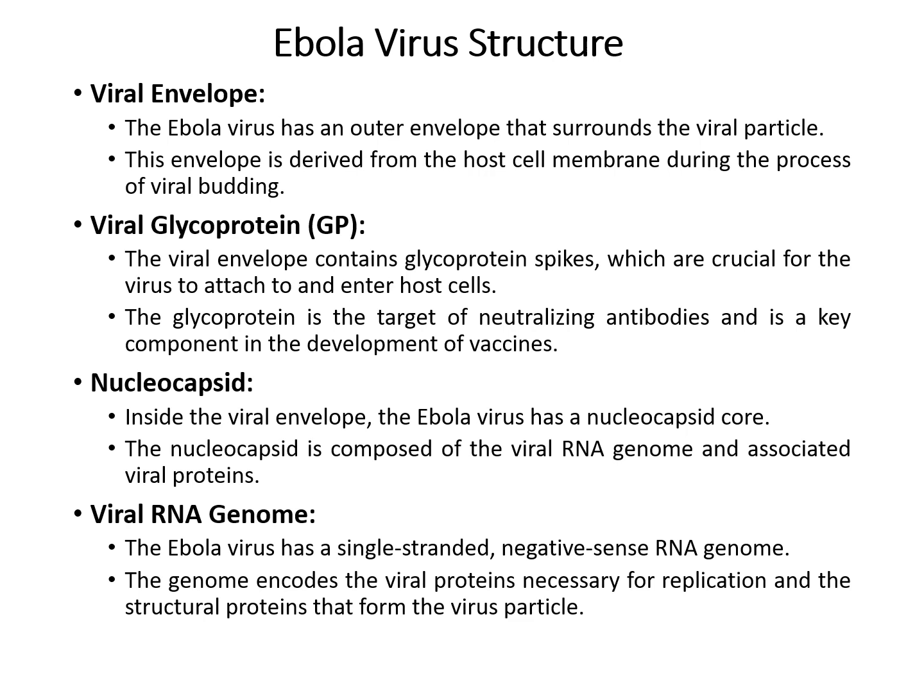Next is the viral glycoprotein. The viral envelope contains glycoprotein spikes, which are crucial for the virus to attach to and enter host cells. That's an important thing. There is a sort of key in the virus. If this key matches a lock on a cell, it can open up the cell and enter inside. If it is not matching, then it cannot. That's why these viral glycoproteins are important. They act as a key, so the virus can bind to receptors on the cell membrane surface, open up the cell and enter inside.